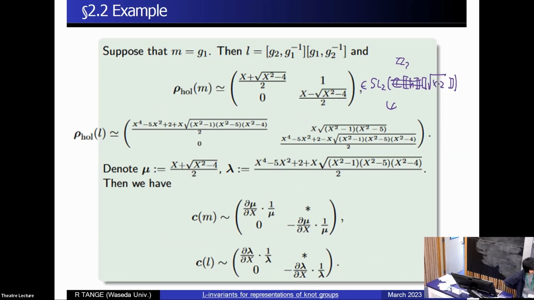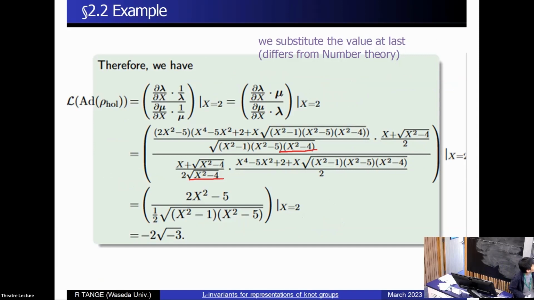So just by computing explicitly, we obtain the one-cycle image as the product of the derivative of the eigenvalues times the inverse of the eigenvalues. So we can explicitly compute, and so this is why I said that when substituting the value at last, there appears some square root of x plus 2 in the denominator. So by computing here, we cancel these denominators. And so finally, we can substitute x equals -2 and obtain the value 2 times the square root of -3.